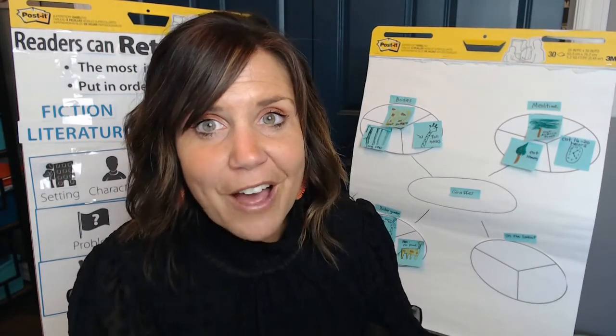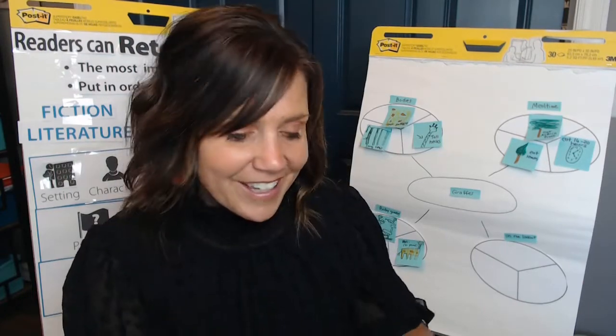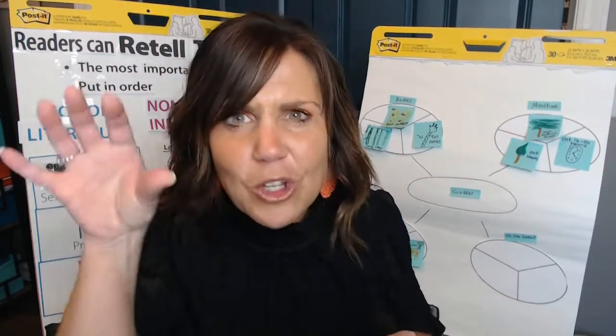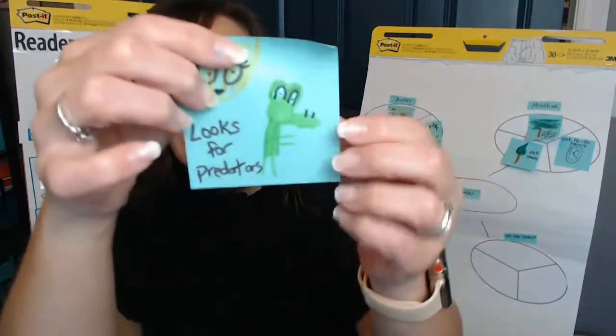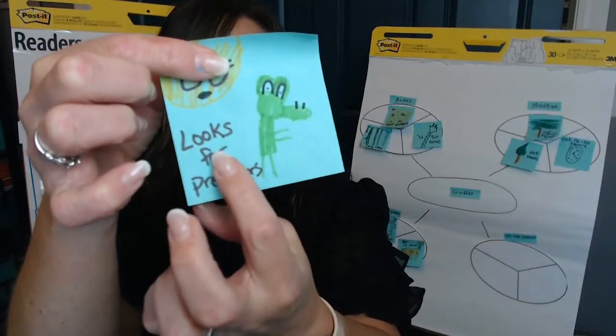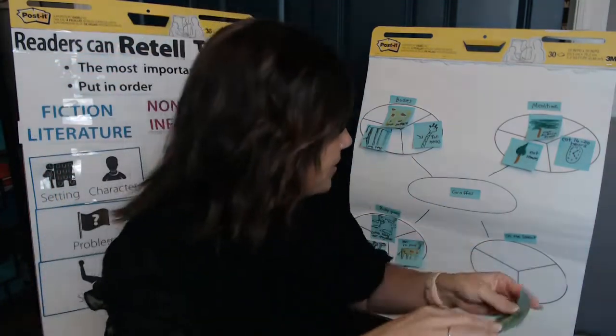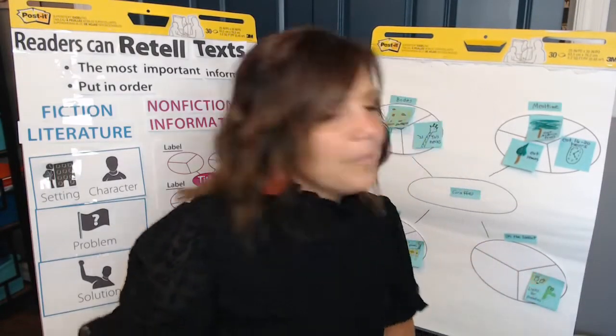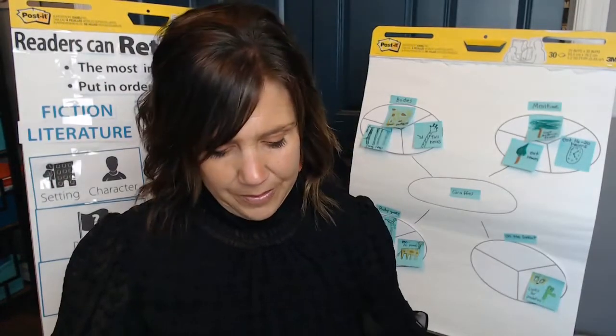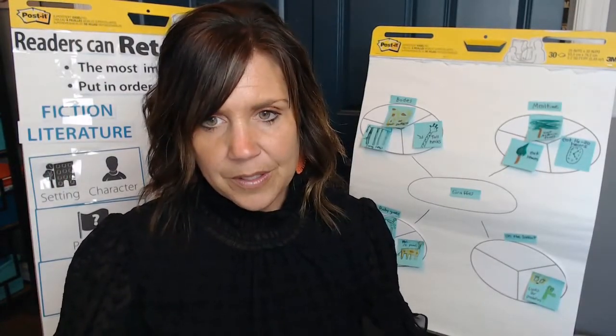Did you say they look out for predators? Yeah. They're always looking. So I drew a giraffe with big eyes looking, and he spots a crocodile. So it says looks for predators. Good job. That's one piece of the oval pie there. What else?